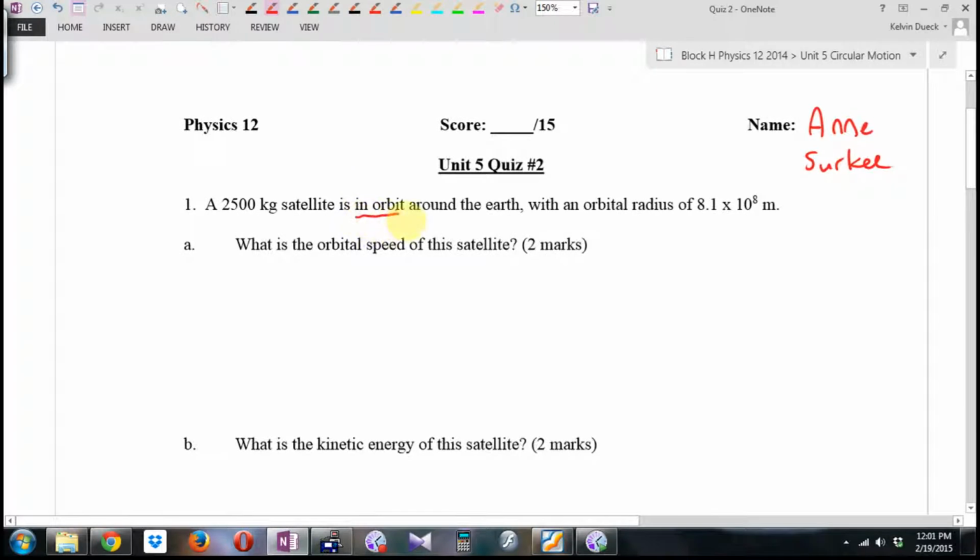Key idea here, I'm in orbit. Which means I can say gravity is what's pulling me around in a circle. What do they want me to find in part A? Orbital speed. So I'm going to start out by saying gravity is what's pulling me around in a circle. Big G, big M, little m over r squared equals m. I'm going to use the v squared over r because they said speed.